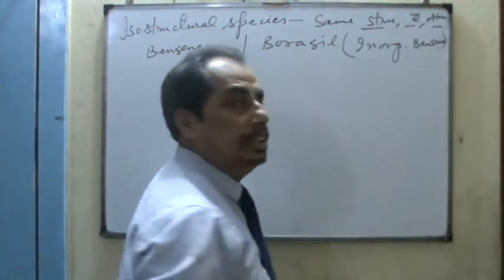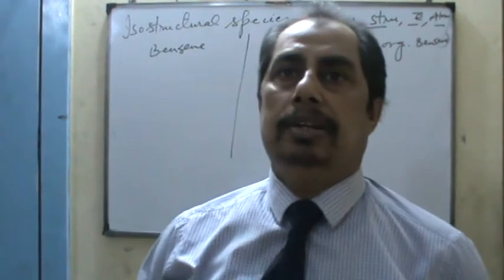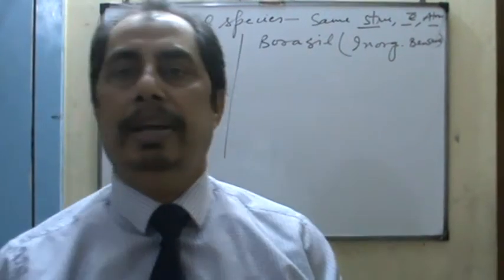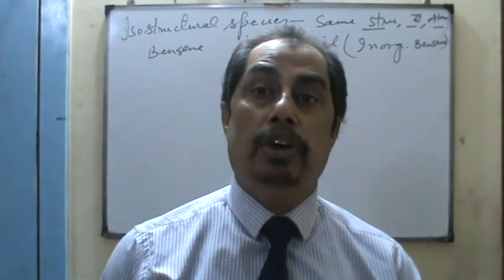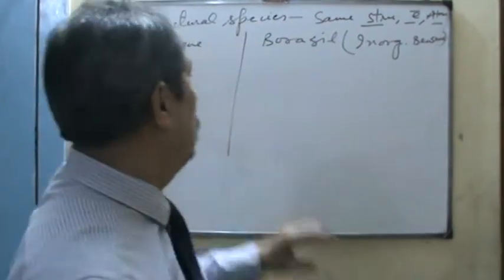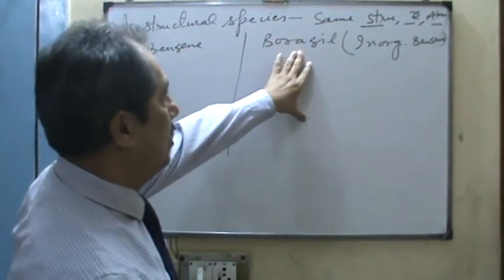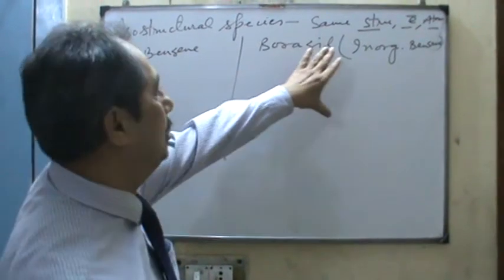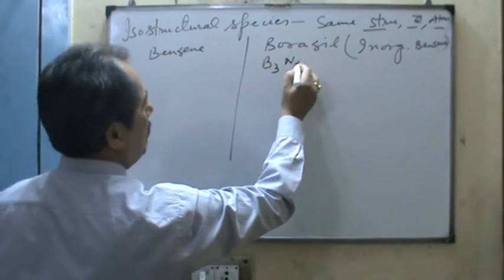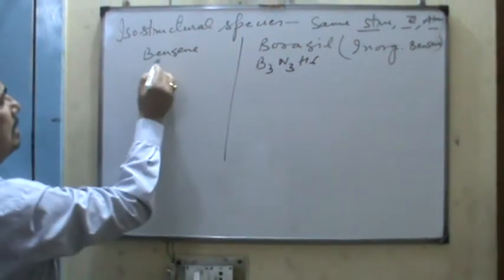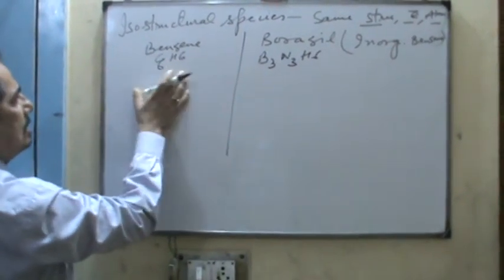It is asked in the entrance paper. Everybody knows organic benzene, C6H6, but very few of us know about borazole or borazine, that is the inorganic benzene. It is B3N3H6, and benzene is the organic benzene C6H6.